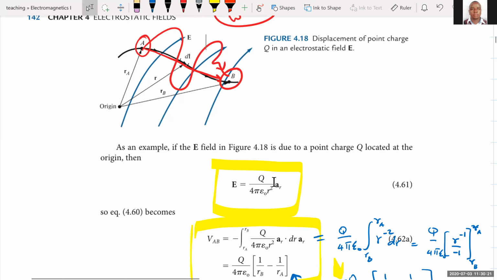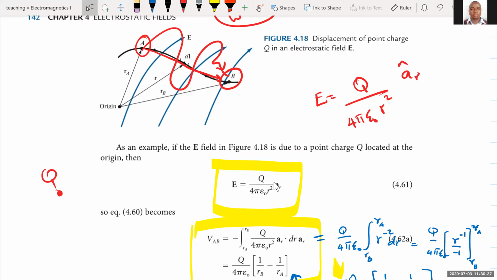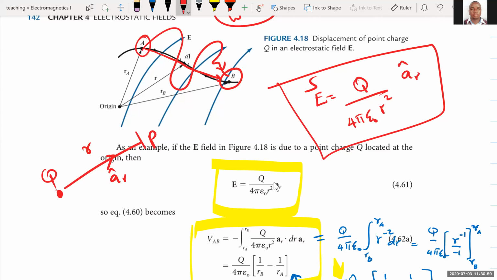That is something we already found out, that E is always obtained by the source of the field itself, divided by 4 pi epsilon naught r squared. This is in the direction of a_r, and this is the same thing I do here. This is my Q, and assume it is pointed towards a_r, and the distance between the point of observation P and the source of the charge is R. Therefore, we are saying that the field will be equivalent to this equation that I've just written right there.